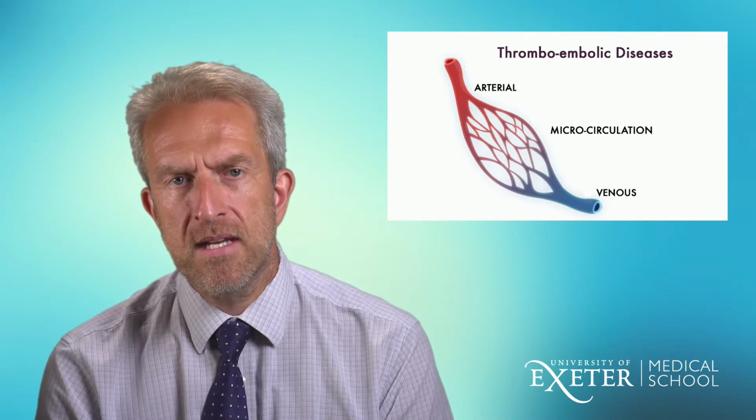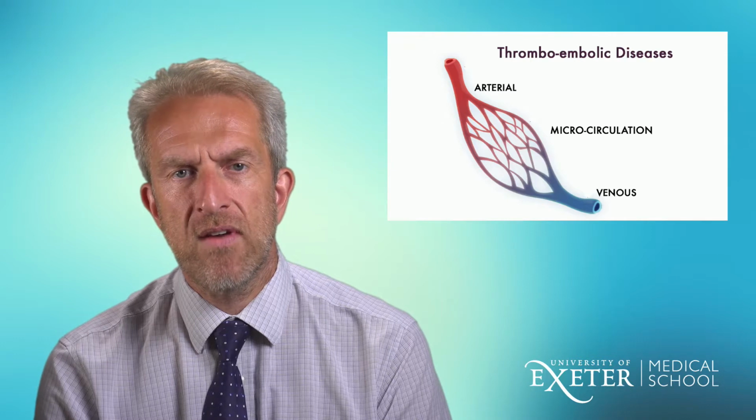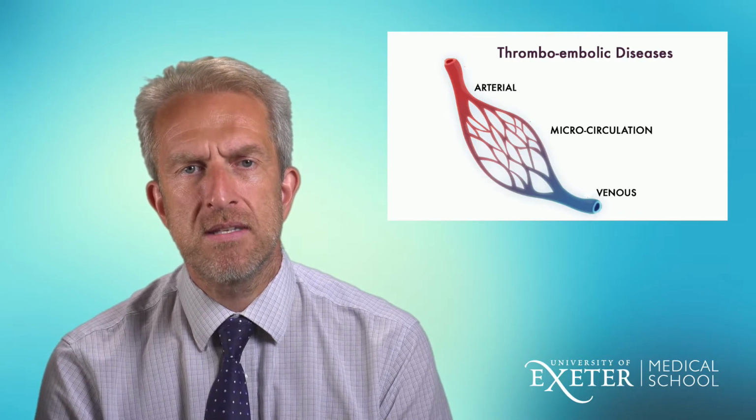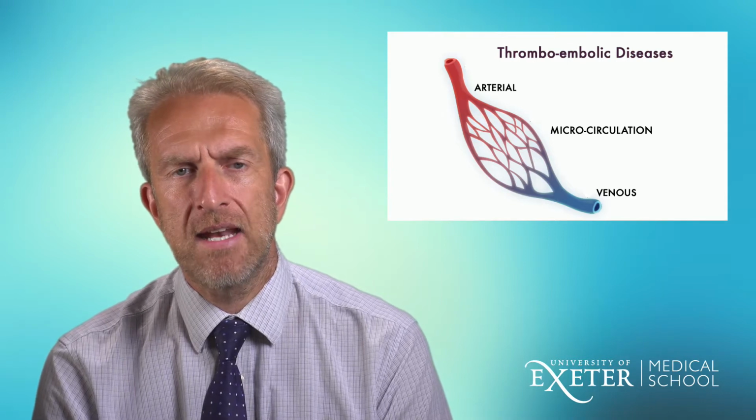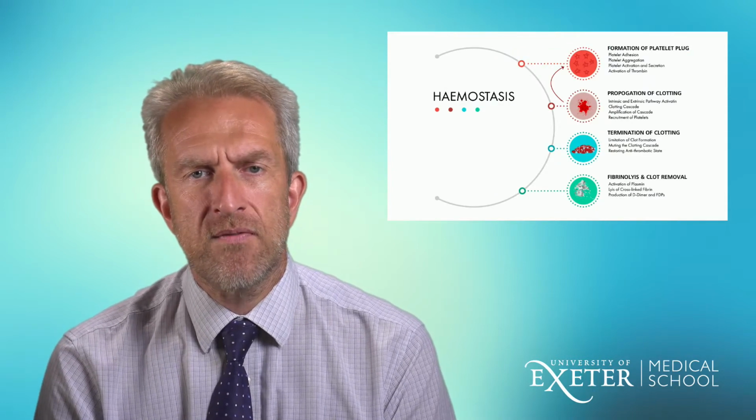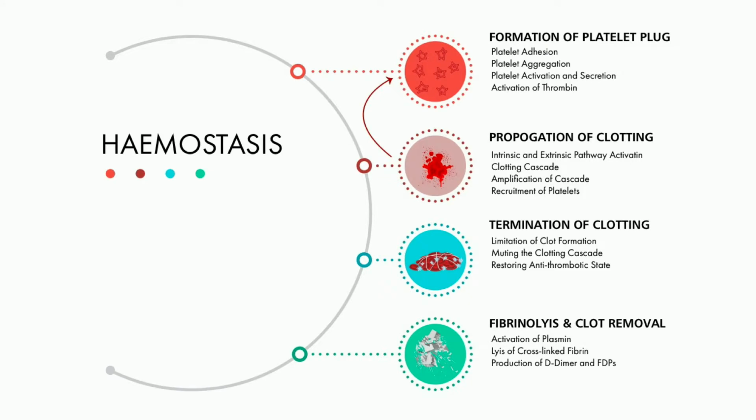But thromboembolic disease can affect both arteries and veins in the microcirculation. So this isn't something that's stuck in one part of the circulation. It can affect anywhere. This is a very busy slide, and if you want to have a look at it in more detail, then please pause the video now.